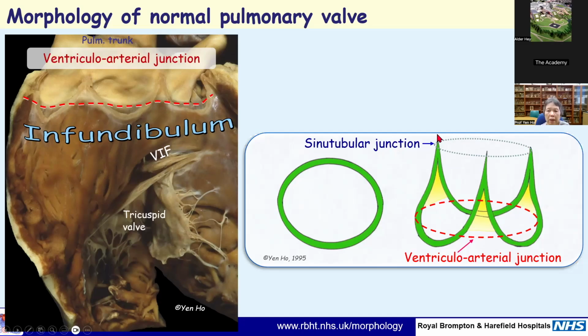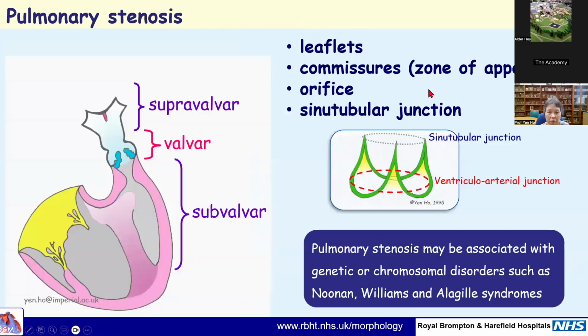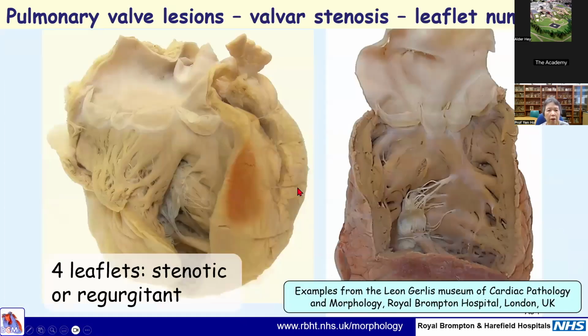And if you draw a line joining the tips of the commissures, you get a sinotubular junction, which is a circle. But the annulus itself is not a circle. You need that movement between these prongs. So we're just going to look at the leaflets, the commissures, the orifice, and the sinotubular junction. And to start off with, then, we have 4 leaflet configuration in these 2 specimens in the museum that I'm sitting in today.